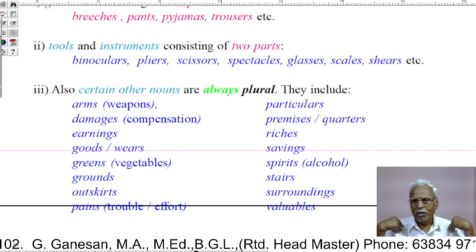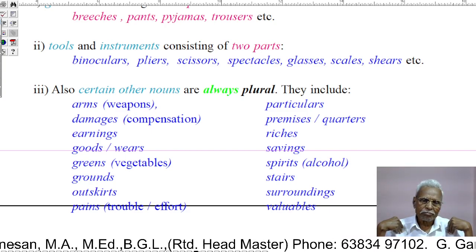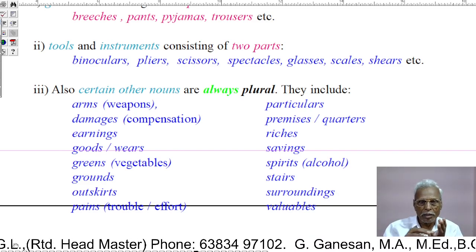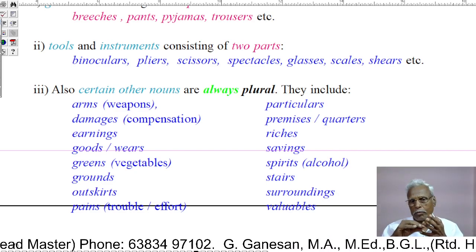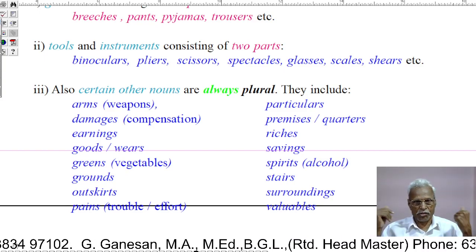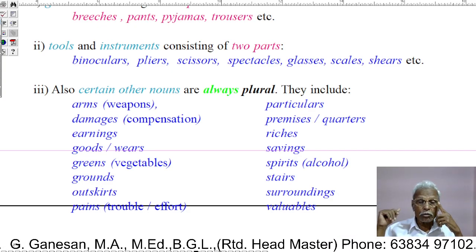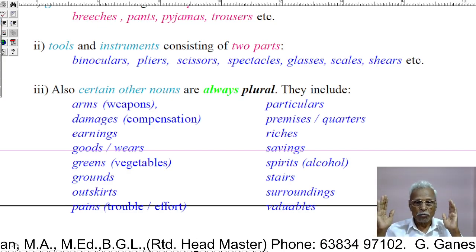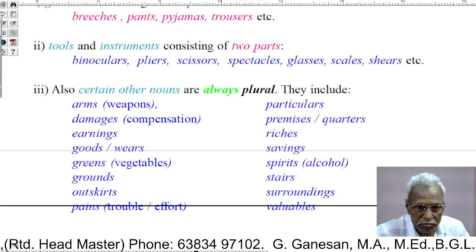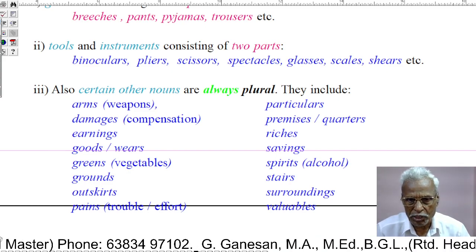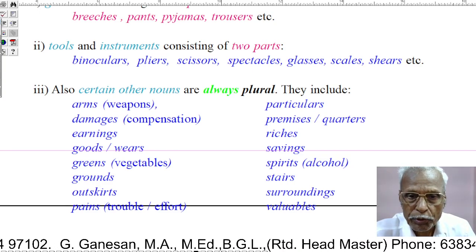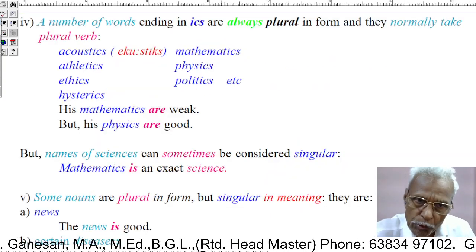That is a noun. You see, what is that? I am taking pains to bring to you, to give to you, both Tamil and English languages. The grammar of phonemes and the grammar of writings and speaking. Both letters and phonemes. I am taking pains to feed it to my grandchildren and my children. Particulars, permissions, riches, savings, spirits, alcohol, stayers, surroundings, valuables, etc. They are always plural. Should be used in plural only.